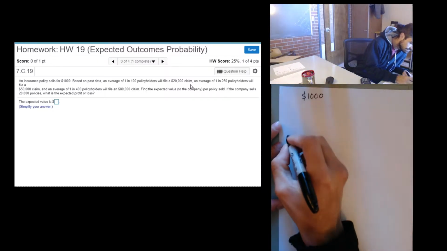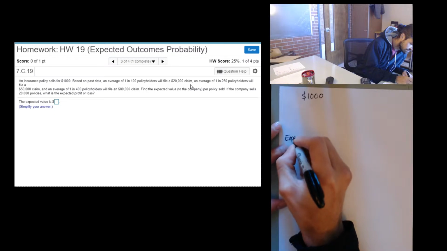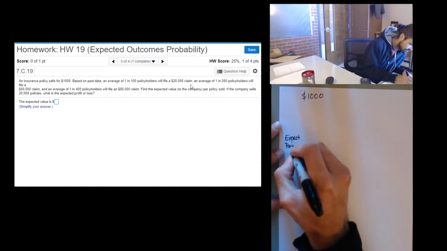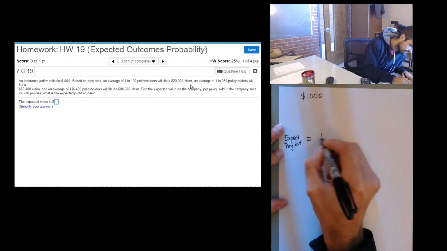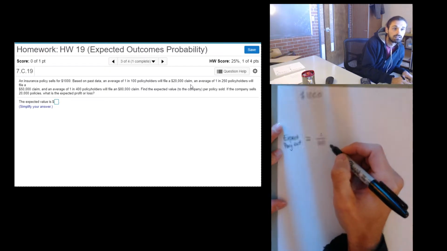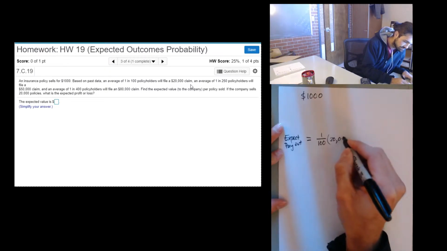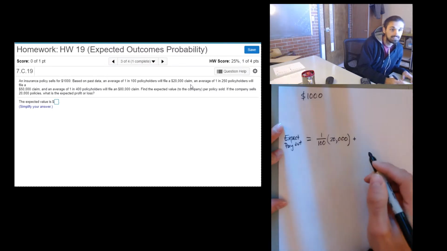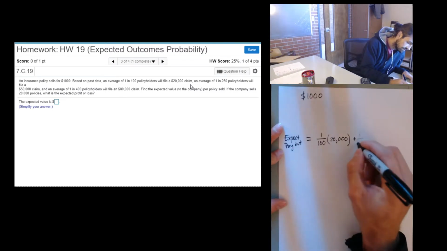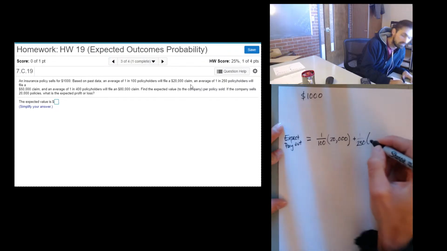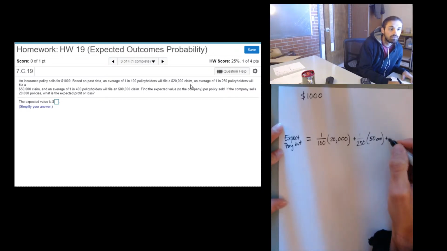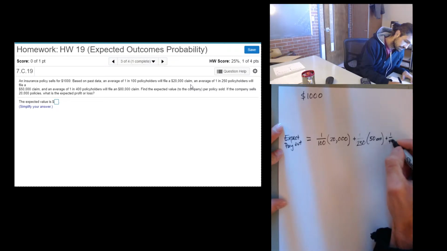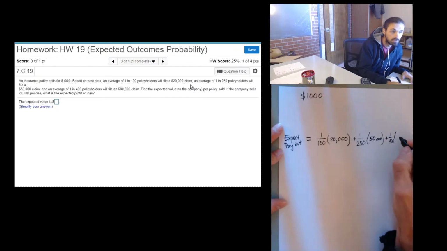So, expected payout. So we have 1 in 100 will file a claim for $20,000, plus the expected payout for the 1 in 250 that will file a claim for $50,000, plus 1 in 400 will file a claim for $80,000.